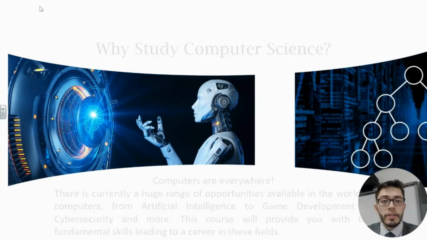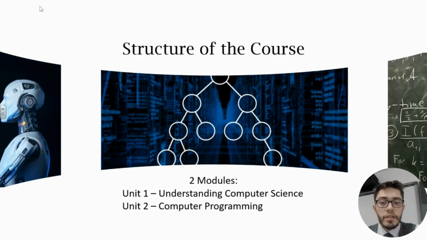So, computer science, what does it look like at GCSE? Well, there are going to be two modules. There's Unit 1, which will be Year 10, which is Understanding Computer Science. It's our theory module. Then in Year 11, we'll be going on to Unit 2, which is Computer Programming, which is all about using Python, which is the language we'll be using, to create various codes.